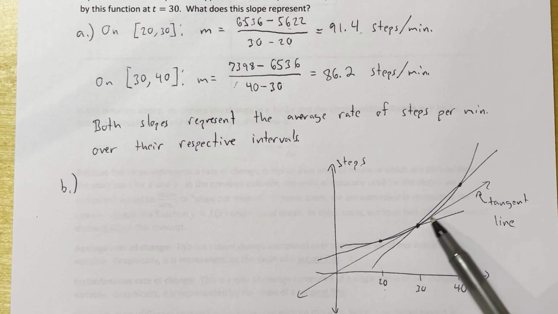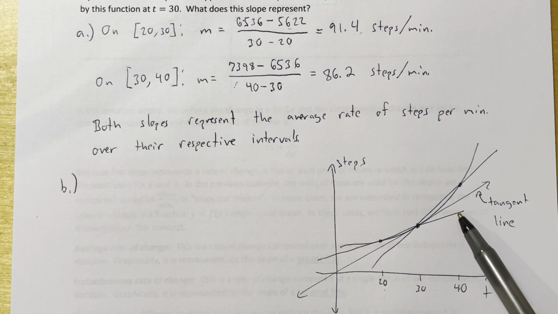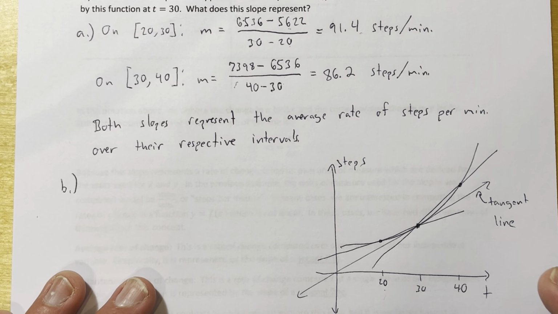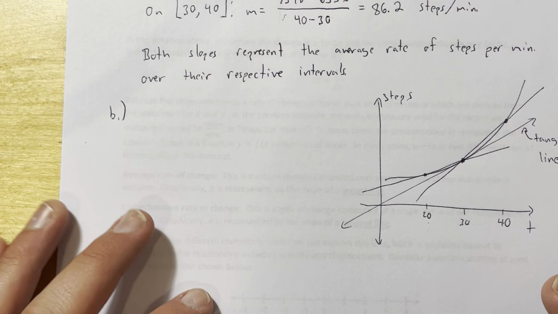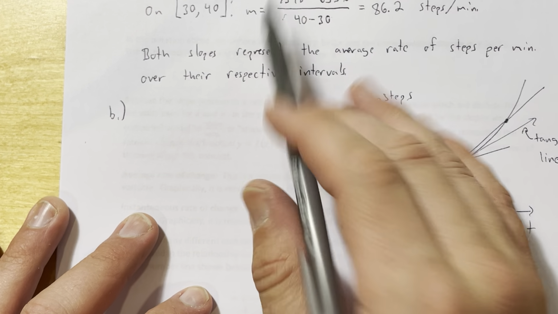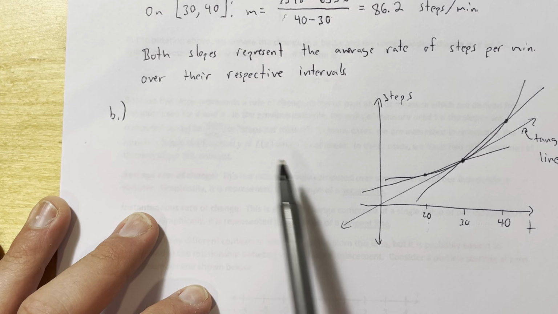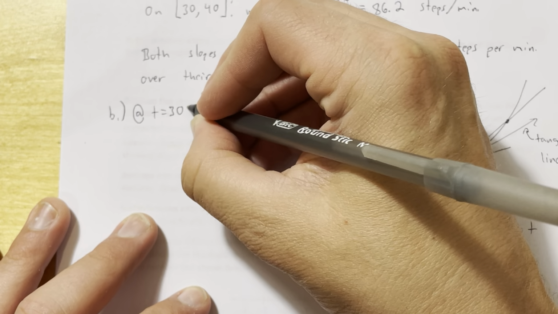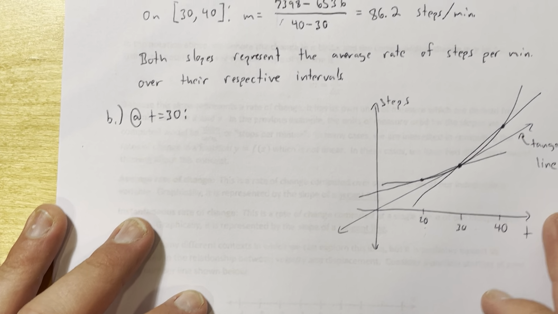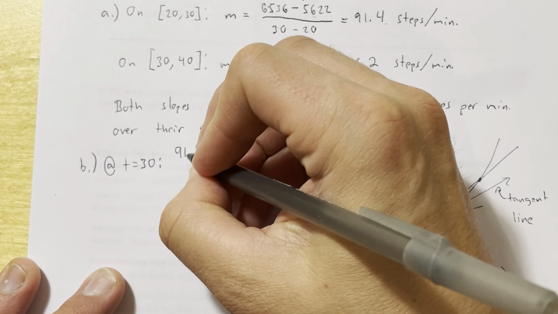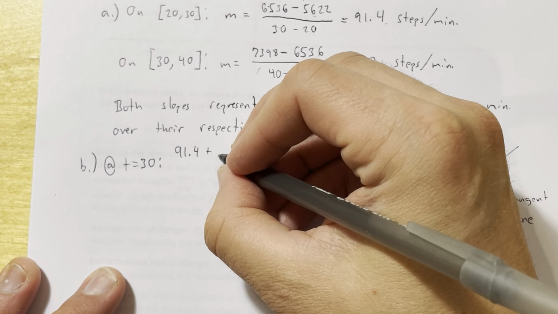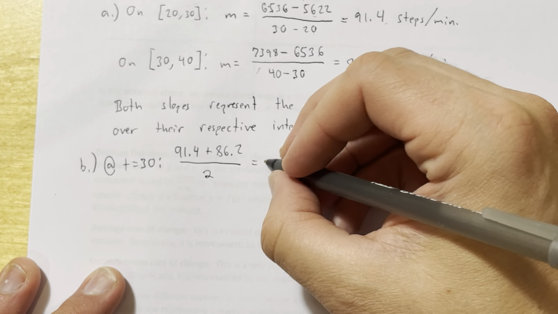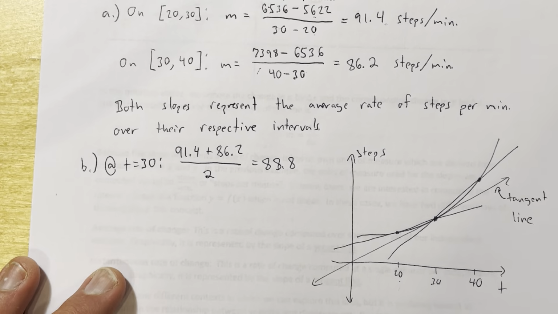So one way of approximating this tangent line logically would be to average the two slopes that we have here. And that's really the best that we can do with the information that we have. So if I wanted to come up with that, I would say that my approximation at t equals 30 is the mean or the average of the two slopes that I just found. That's 91.4 plus 86.2 divided by 2. And this works out to 88.8. And again, that would be in steps per minute.